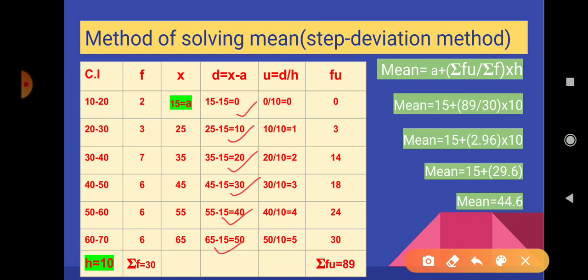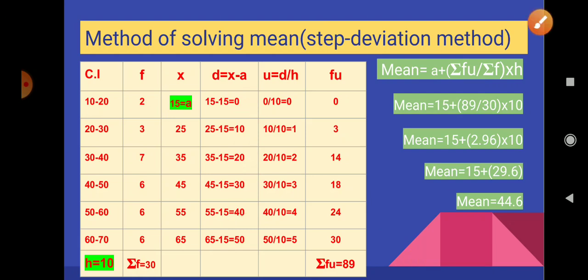Okay. And here, what is the formula? Sigma fu. u we have to find. u is nothing but x minus a by h. Usually it is x minus a by h. But what is x minus a? It is d. So we can take d by h, means we have to divide d by h.